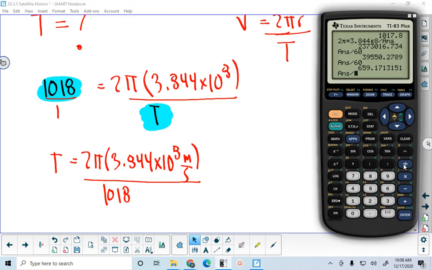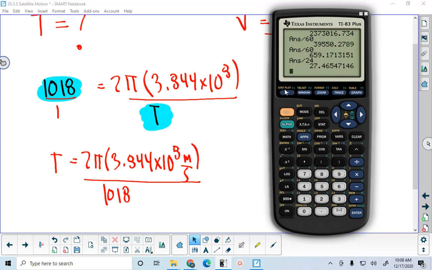If I divide by 24, because there's 24 hours in the day, you get 27 days, which of course is the cycle of the moon. The moon is in orbit around the Earth with a period of revolution of 27 days. The moon goes through its phases every 27 days. All right, any questions with B?